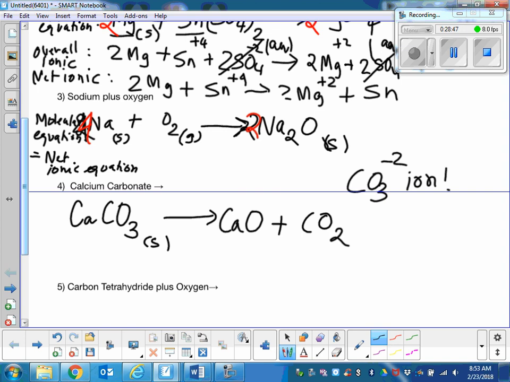What is the state symbol for carbon dioxide? It's a gas. Calcium oxide, remember there is no water here. So calcium oxide is an ionic compound. Is that correct? What is the state symbol? Solid. And it's already balanced. And the net ionic is going to be the same as the overall ionic. You get this? All right.